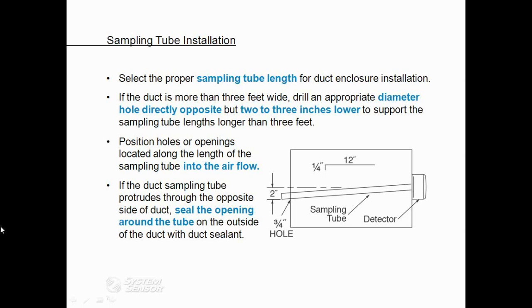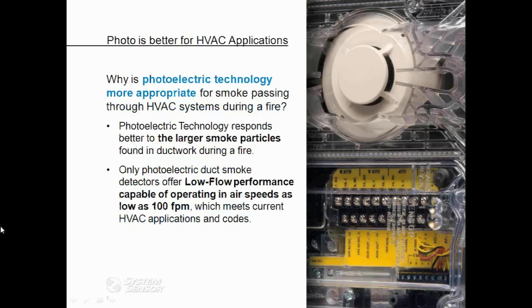Once that's complete, plug the end of the duct with that end cap and then tape closed any holes in the protruding section of the sampling tube to make sure all of those are covered. And then finally, just be sure to seal the duct where the tube is protruding outside of the duct with duct sealant.